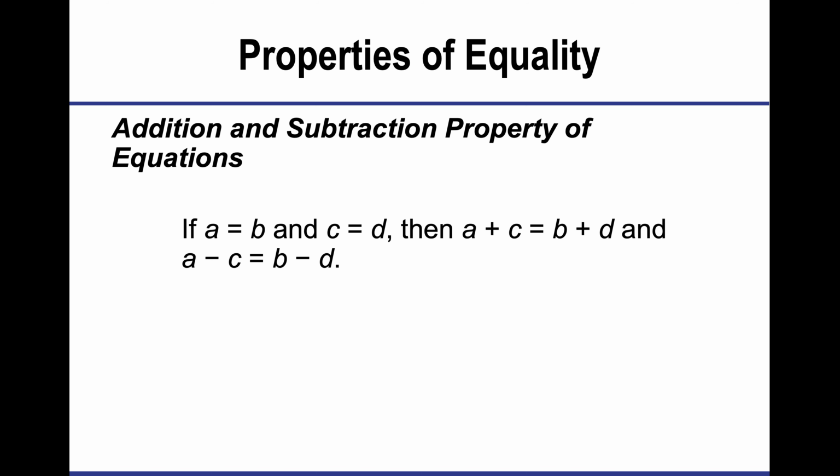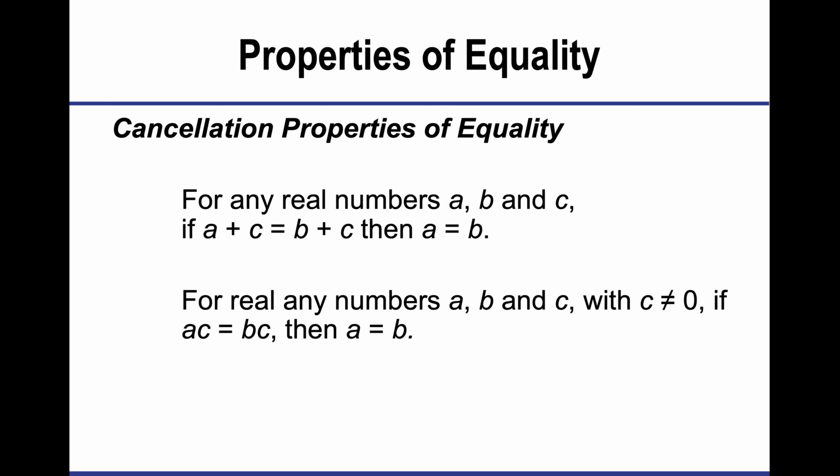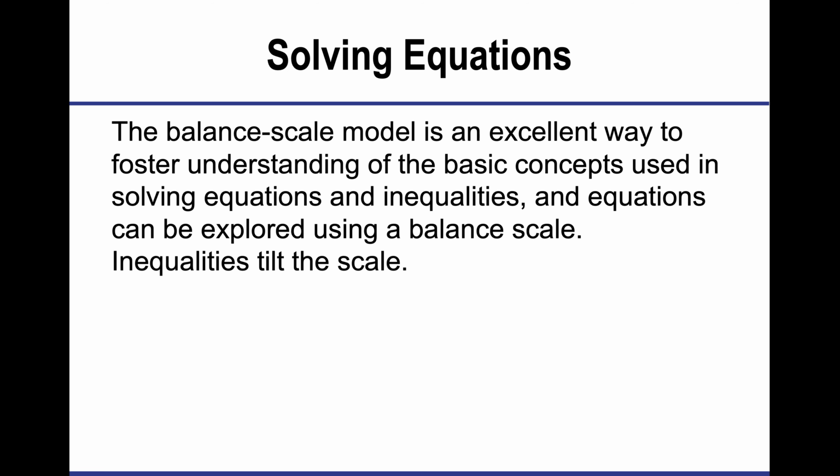And so I can generalize this even further and call it the addition and subtraction property, because if I can add something to both sides, that would include adding a negative number, which would be the subtraction form of it. Cancellation properties happen when I've got real numbers A, B, and C, and if I'm adding C to both sides and they're equal, then A has to equal B. And the same thing is true when I take AC equals BC, well then A and B have to be the same by definition.